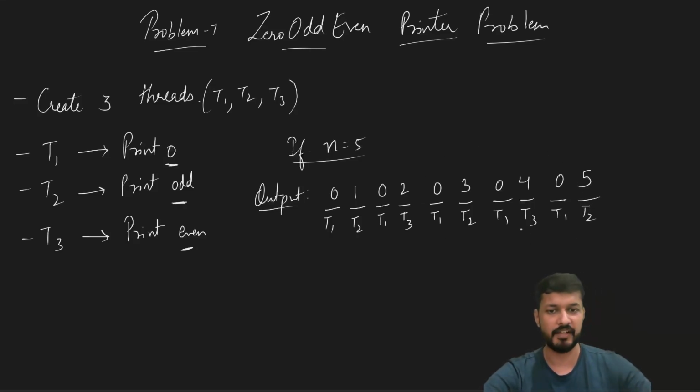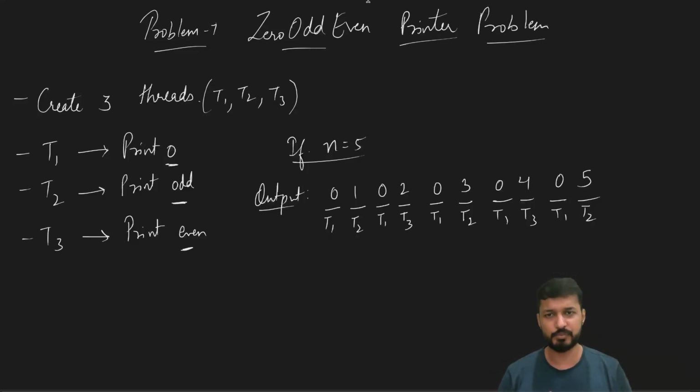So this is what you have to do. You have to print the odd and even numbers 1, 2, 3, 4, 5. But before you print each number, you have to print 0, right? So 0, then odd, then 0, then even, then 0, then odd, 0, even, 0, odd, and so on till n equals whatever value you are given. Here n is equal to 5, right? So I hope the problem is clear.